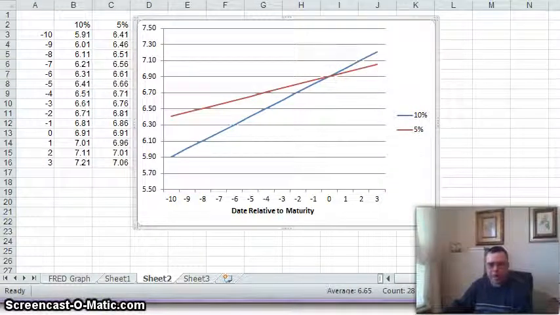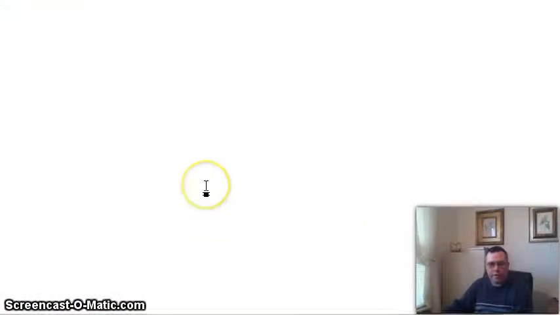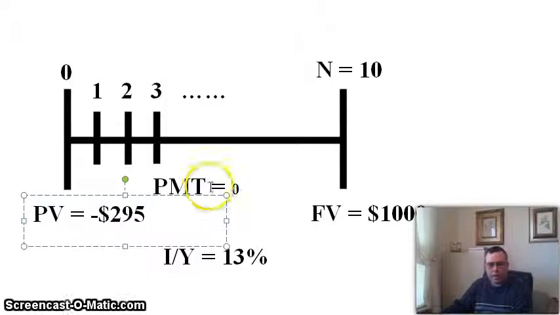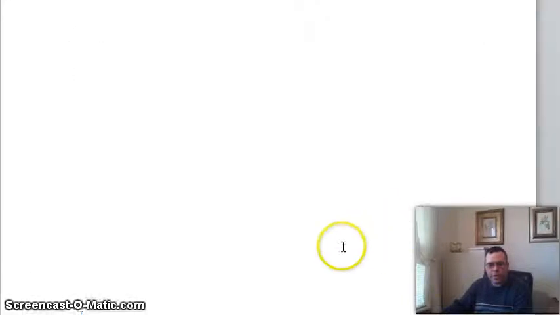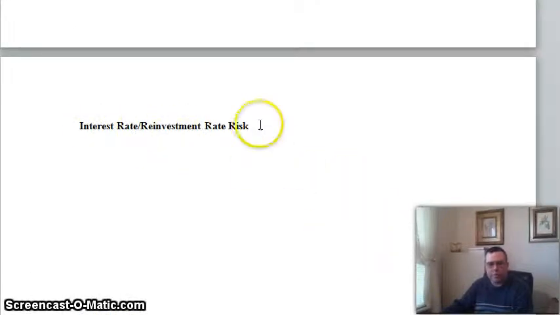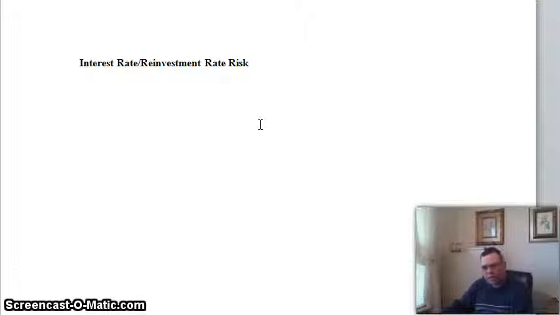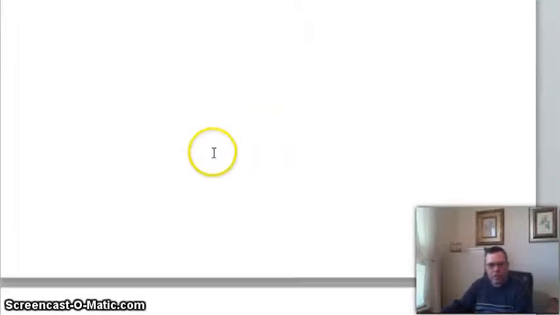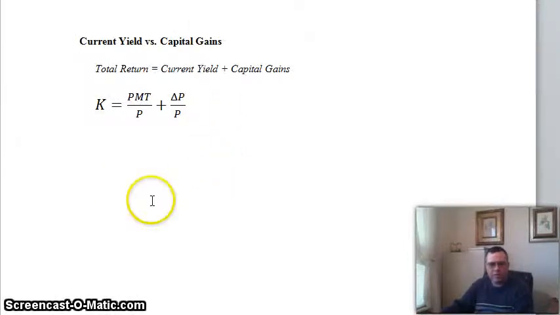So if I flip back to my notes here, whoops, that was the wrong page. The next thing is interest rate reinvestment rate risk. I'm not going to say any more about that. That was just kind of to cover the concepts. The next thing we'll talk about here is current yield versus capital gains, and we'll finish the lecture up there.